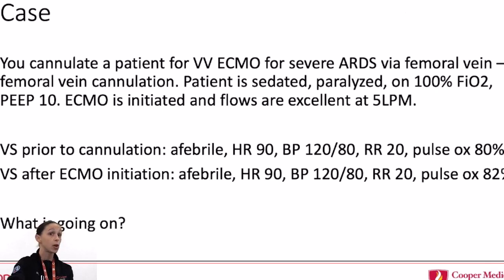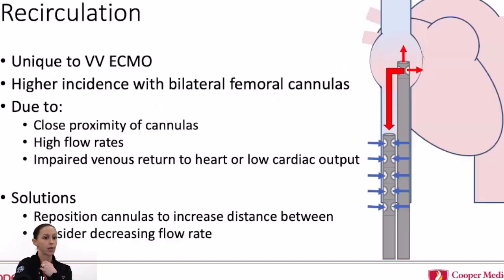So in general, and Dr. Knoll just talked about, one of our first moves would be, we're not oxygenating, turn up the flow, but in 5 liters a minute, we would expect that unless the patient had a very high body surface area, that should be adequate. So something that is unique to VV ECMO in general, not unique to femoral configuration, was something called recirculation. Have you heard this term?